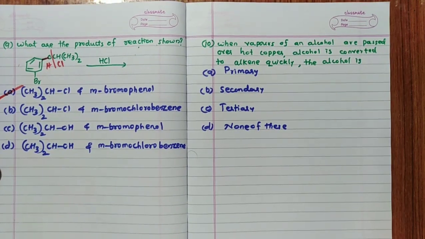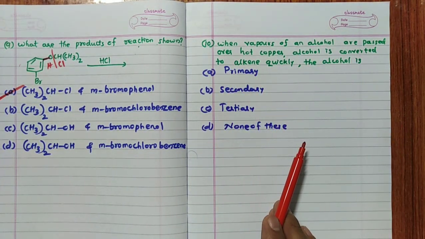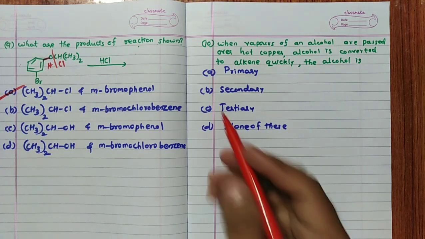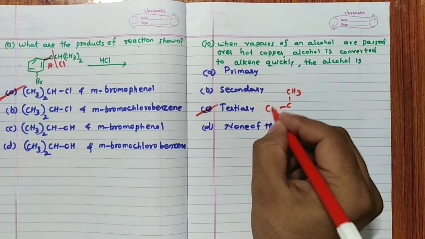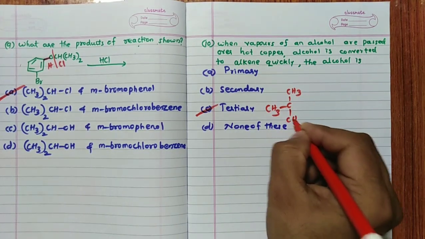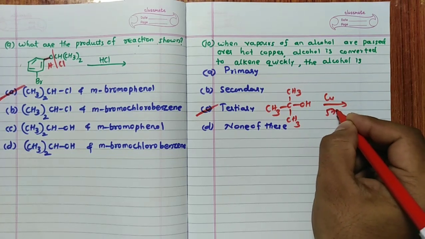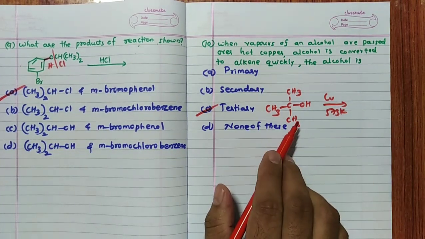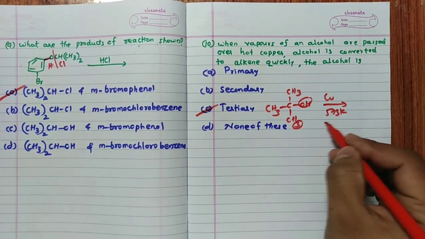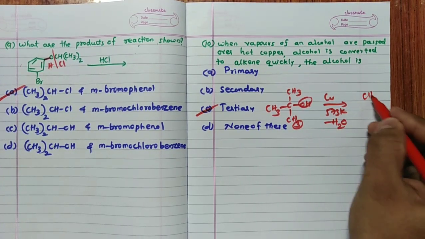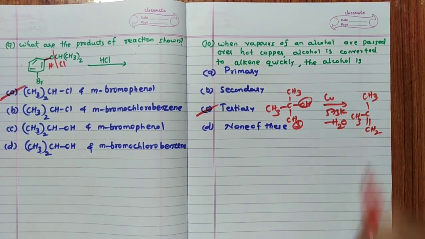Understood? 10th one. When vapors of an alcohol are passed over hot copper, alcohol is converted into alkene quickly. The alcohol is definitely tertiary. Because with tertiary, CH3, OH, when copper at 573 Kelvin, dehydration takes place. OH from here and H from here, dehydration takes place, minus water, forming CH3, CH3, double bond CH2, alkene is formed.